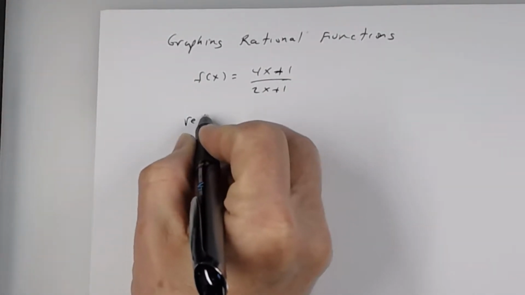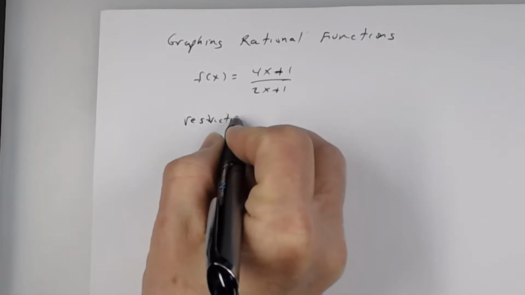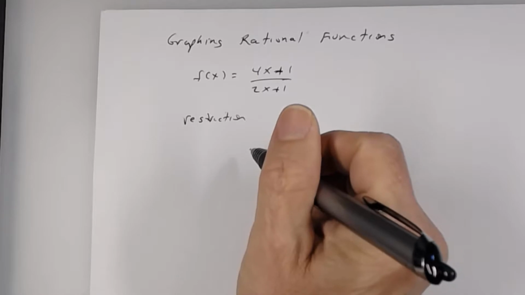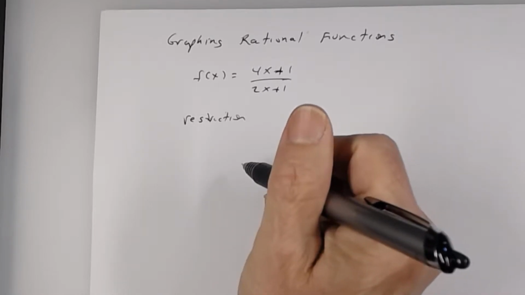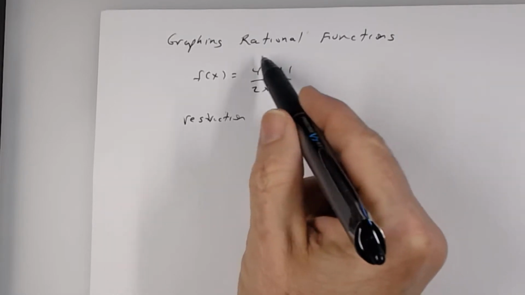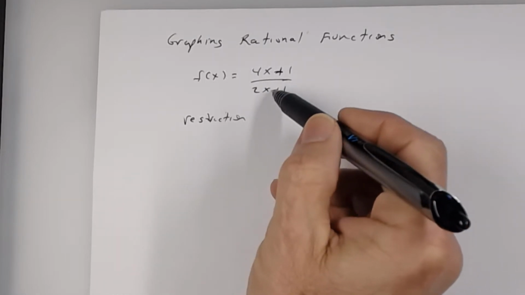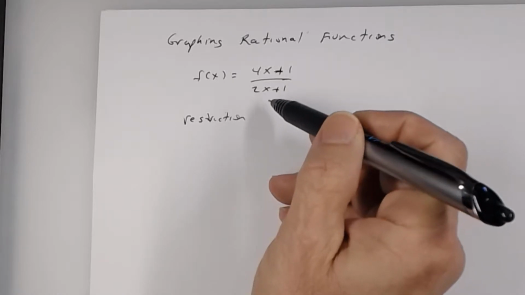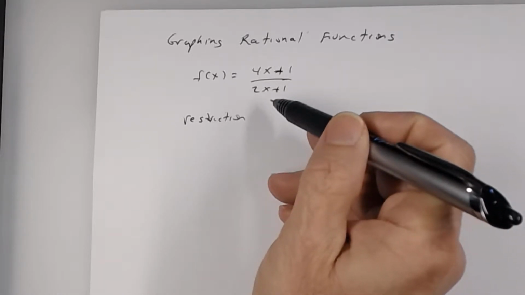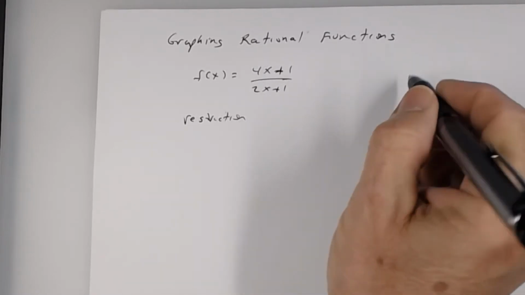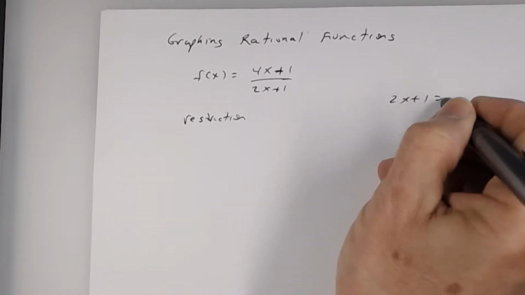The restriction here, now remember the restriction is the x values that you cannot use. So I have this rational function, this rational expression that I'm pointing to, I can never have what number in the denominator? 0. I can never divide by 0. So I got to figure out where this denominator equals 0.